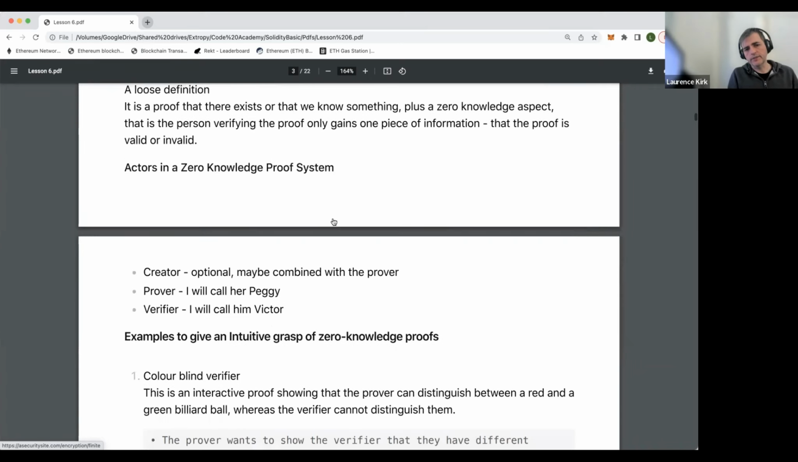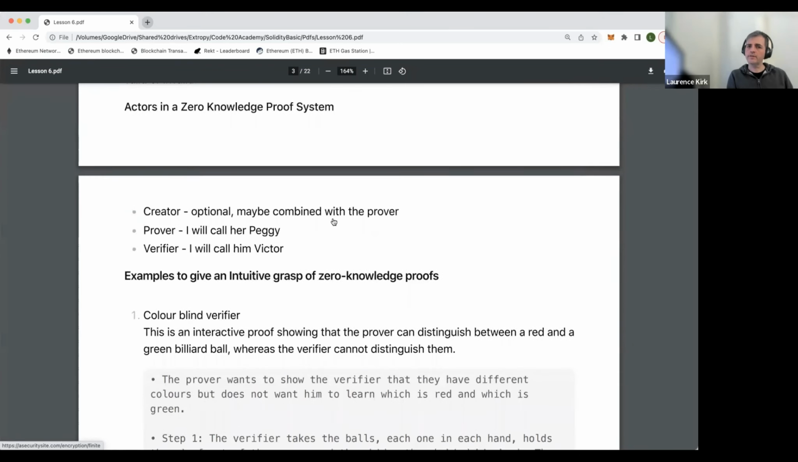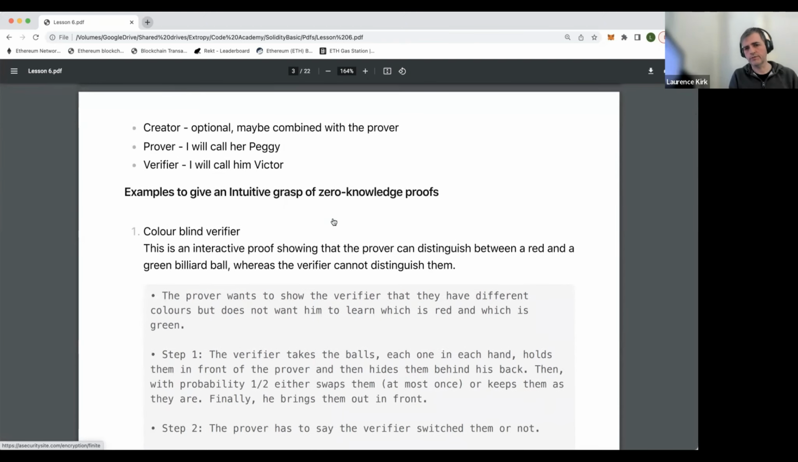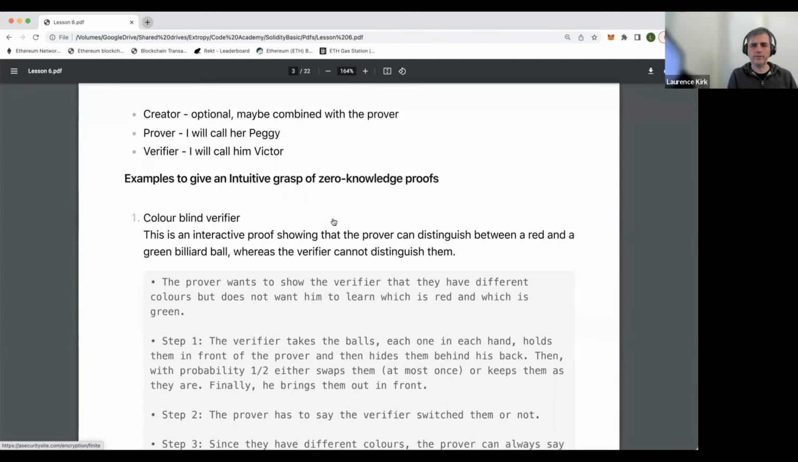And usually there are 2 or 3 actors in a zero knowledge proof system. The creator is optional, really. Often that's the prover as well. But the main 2 actors are the prover and verifier, and we tend to call these Peggy and Victor, similar to sort of Alice and Bob. And I'll go through an example now of what a zero knowledge proof is like to give you some intuition of what is involved. And one of the nice examples is the idea of a colorblind verifier.